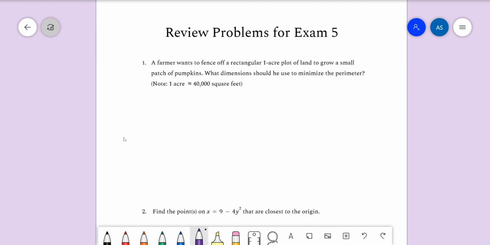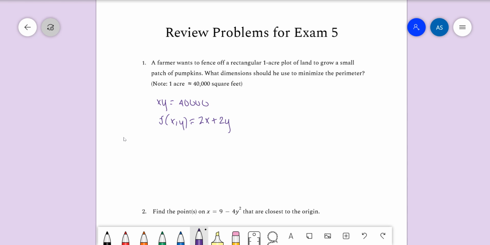Problem 1. This is an optimization problem, so we have two equations. The first equation is just xy equals 40,000. That's just from the area. Then we want to maximize the perimeter, so I'll call it f of x comma y equals 2x plus 2y.